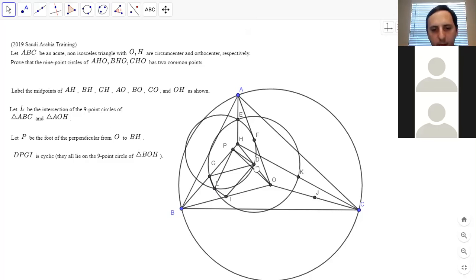So PI equals DL, we know that. Can we somehow prove that PL is equal to half of HB? Yeah, then it will be equal to DI, and then we have that PDIL is an isosceles trapezoid. Yeah, that's a good point. But I think it's a little hard to calculate PL. Yeah. I'm not sure how to do it.